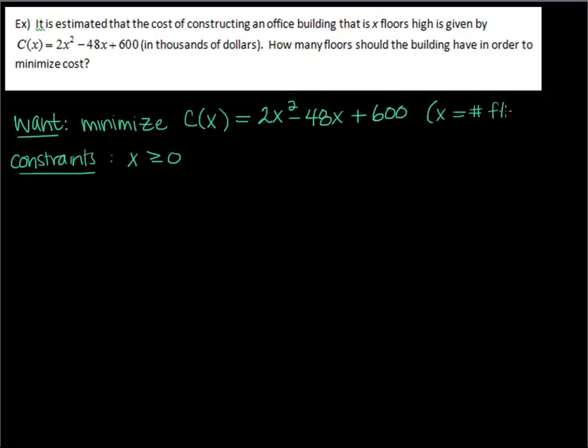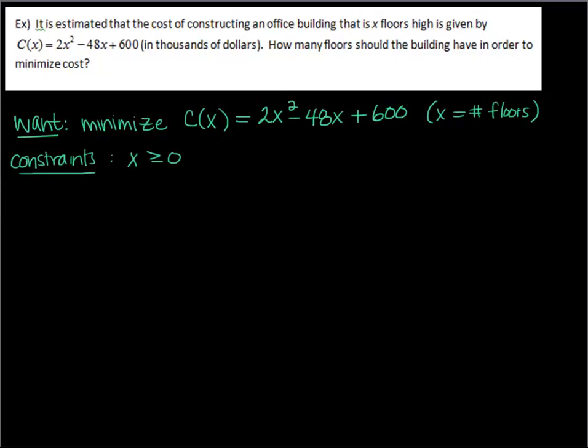So it wouldn't make sense to have negative floors, and I guess you could say, well, Sarah, it doesn't make sense to have 197 floors or 1,000,000 floors, and I understand that, but we'll be able to find our minimum with our constraint just being greater than or equal to 0. And I know this has a minimum because I know this is a parabola opening up.